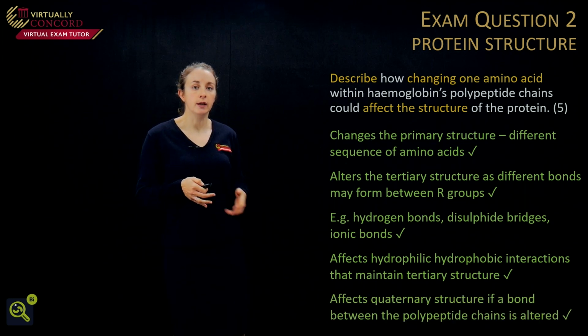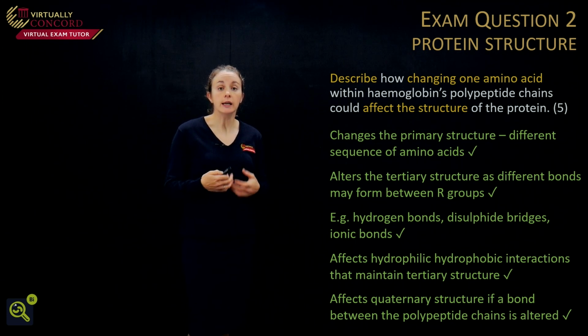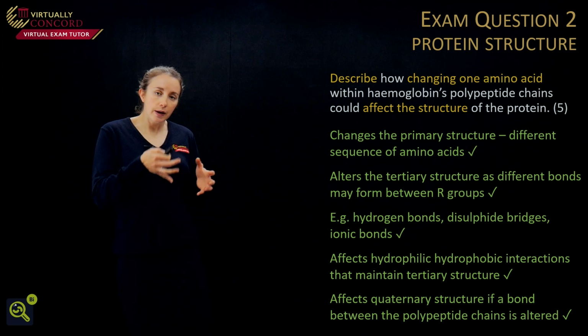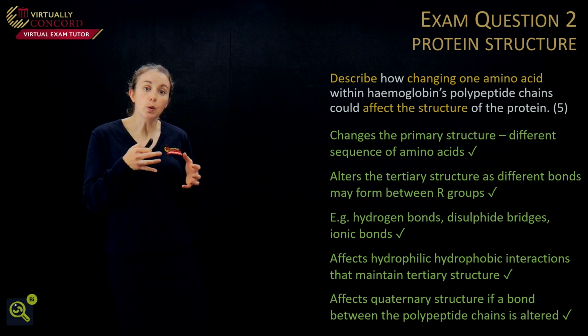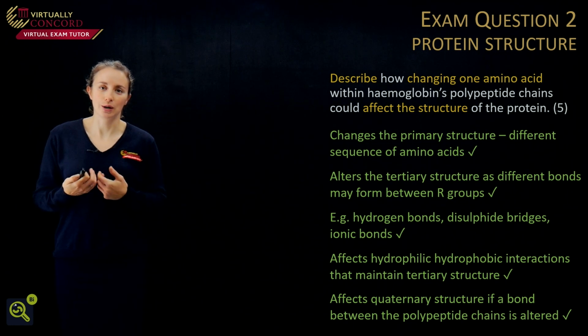like the blood. And then finally, because we know that hemoglobin has a quaternary structure, if a bond that is affected happens to be one of the bonds between the polypeptide chains, then we could also alter our quaternary structure.